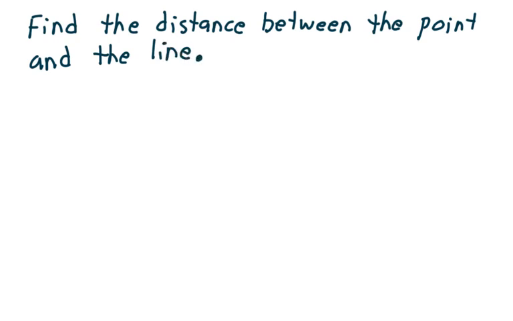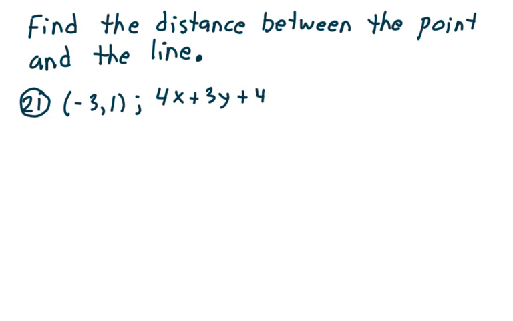This one's good. So we're going to take a look at 21. The point is (-3, 1). The line is 4x + 3y + 4 = 0.